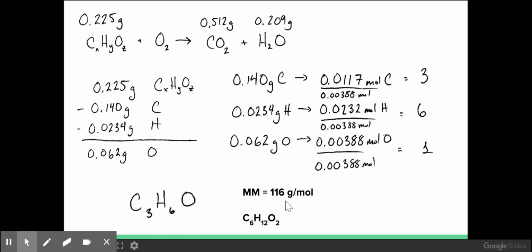The molar mass of this compound was 116 grams per mole, and if you calculate the molar mass of this compound, it comes out to be about twice the molar mass of this smaller ratio. So that means that this compound must have a molecular formula of C6H12O2.